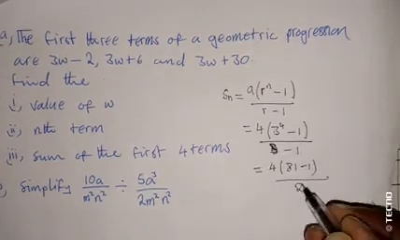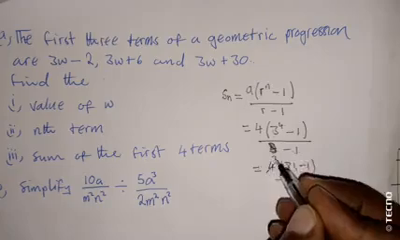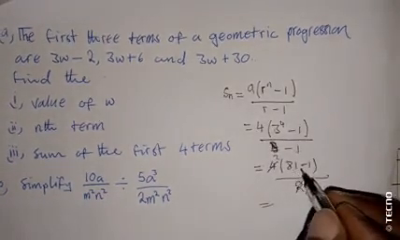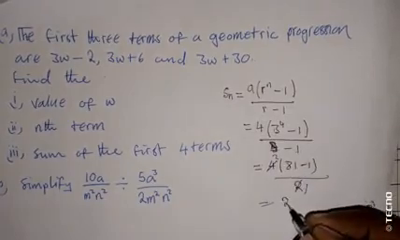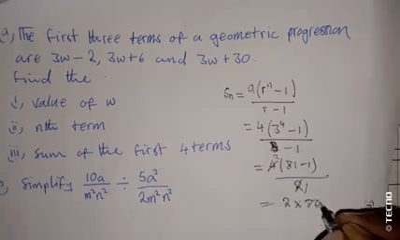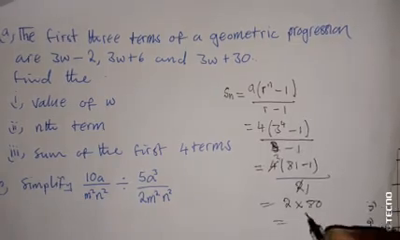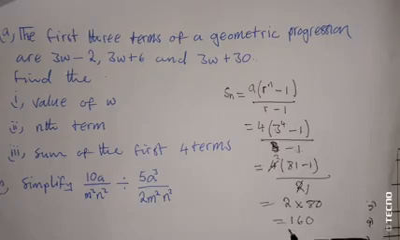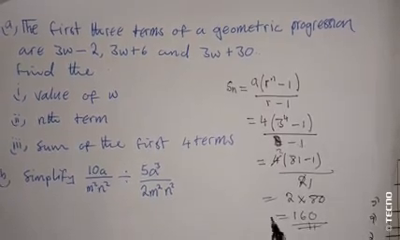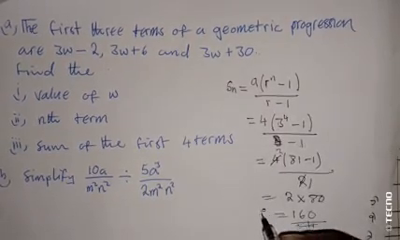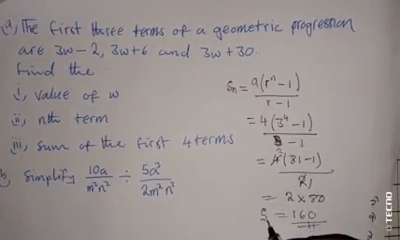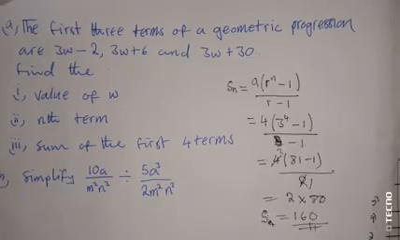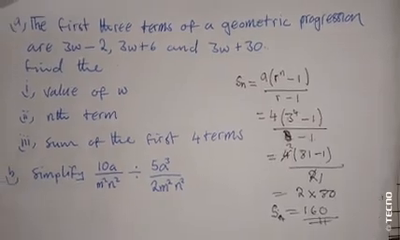2 this side. So 3 minus 1 is 2. Then this side we've got the 80. Okay, 81 minus 1 will be 80. So it will be 2 times 80. So 2 times 80, the answer will be 160. Okay, so this is what? The sum of the first 4 terms. The sum of the first 4 terms is 160. As simple as that.